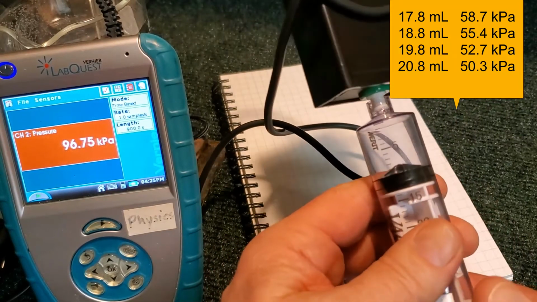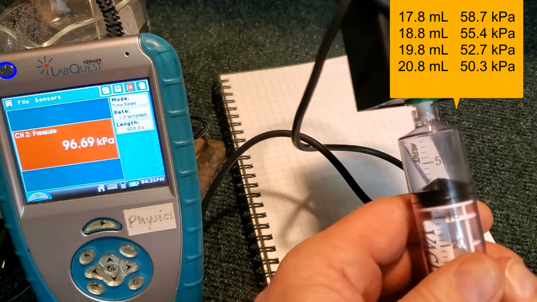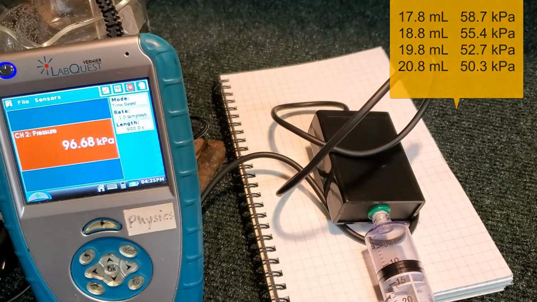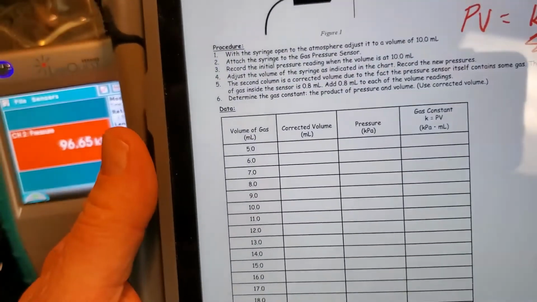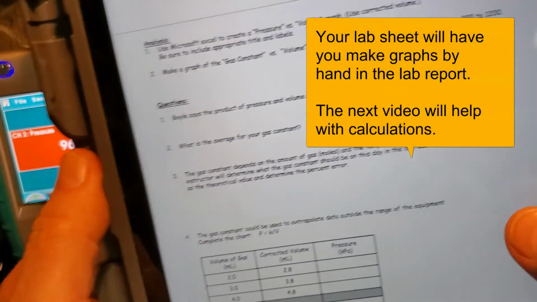Next, you're going to do some calculations. The gas constant, the last column, is P times V. For that, use the corrected volume. And then we're going to use Excel to make some graphs. All right, Microsoft Excel, which you can do on your iPad.